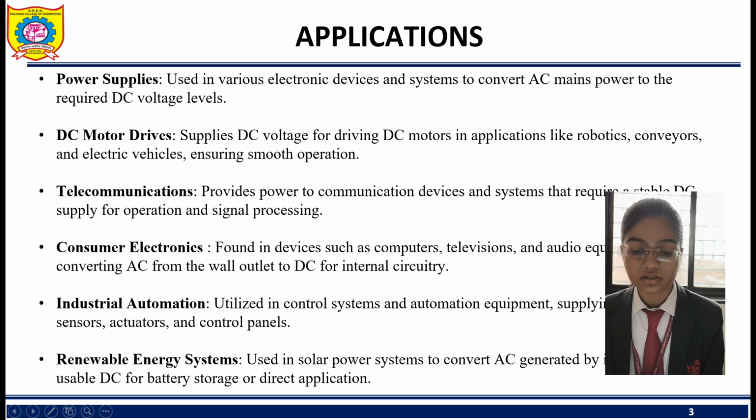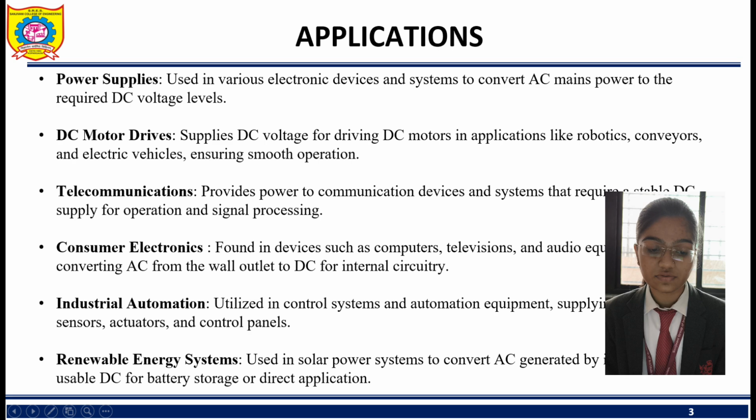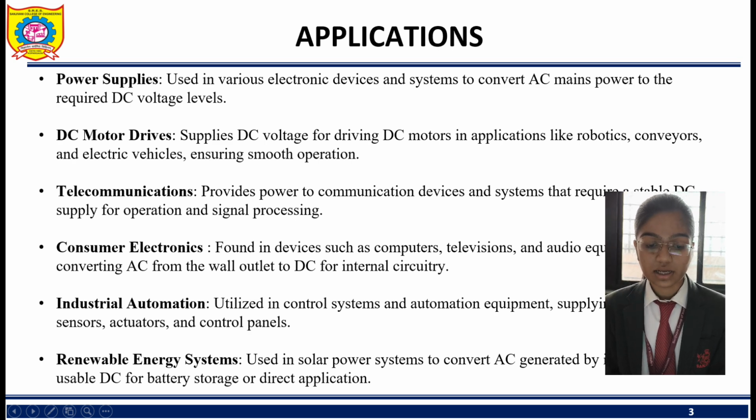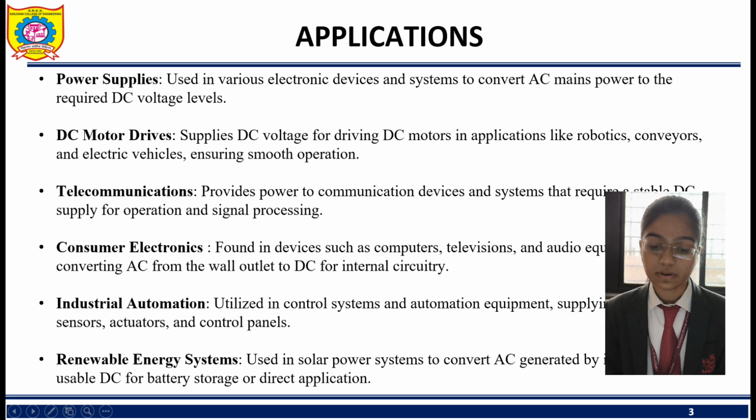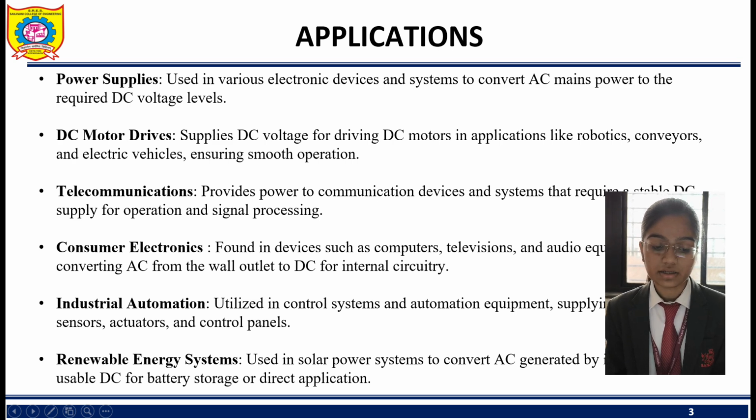Fourth one is consumer electronics. Found in devices such as computers, televisions, and audio equipment, converting AC from the wall outlet to DC for internal circuitry. Fifth one is industrial automation. Utilized in control systems and automation equipment, supplying DC power for sensors, actuators, and control panels. Last one is renewable energy systems. Used in solar power systems to convert AC generated by inverters into usable DC for battery storage or direct application.